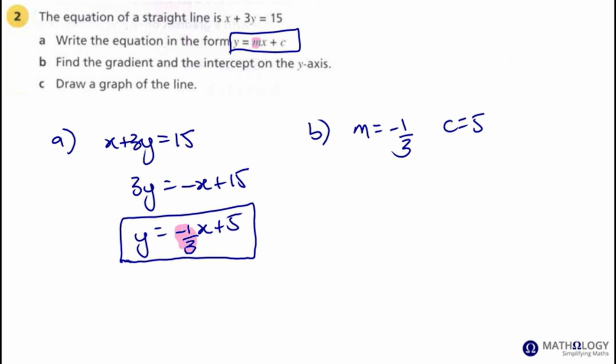The y-intercept is 5. And then again, to draw a graph, if you want to draw up a table of values, choose x values minus 2, minus 1, 0, 1, and 2. Substitute those x values into the function, get the corresponding y values, plot the 5 points, and draw a straight line through them.